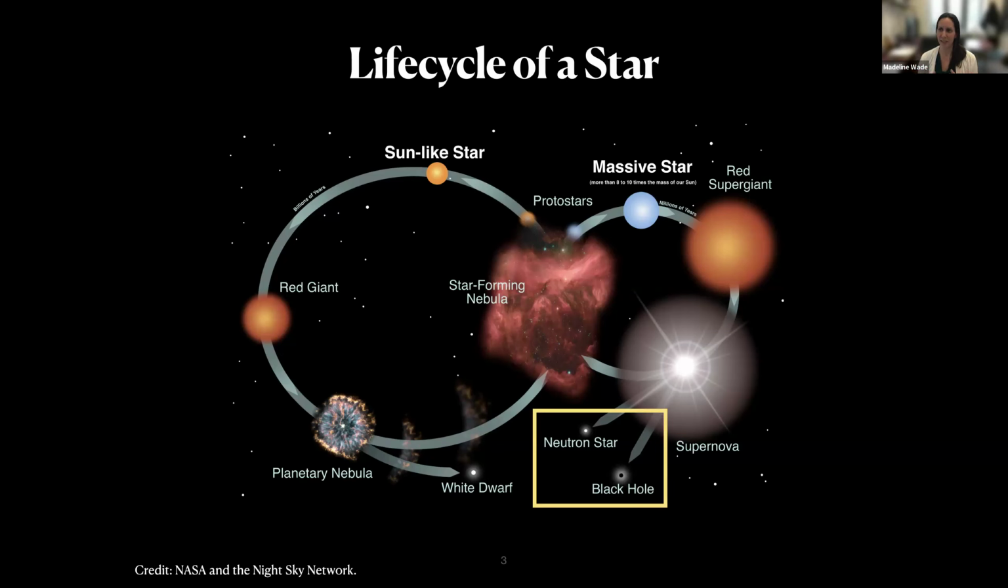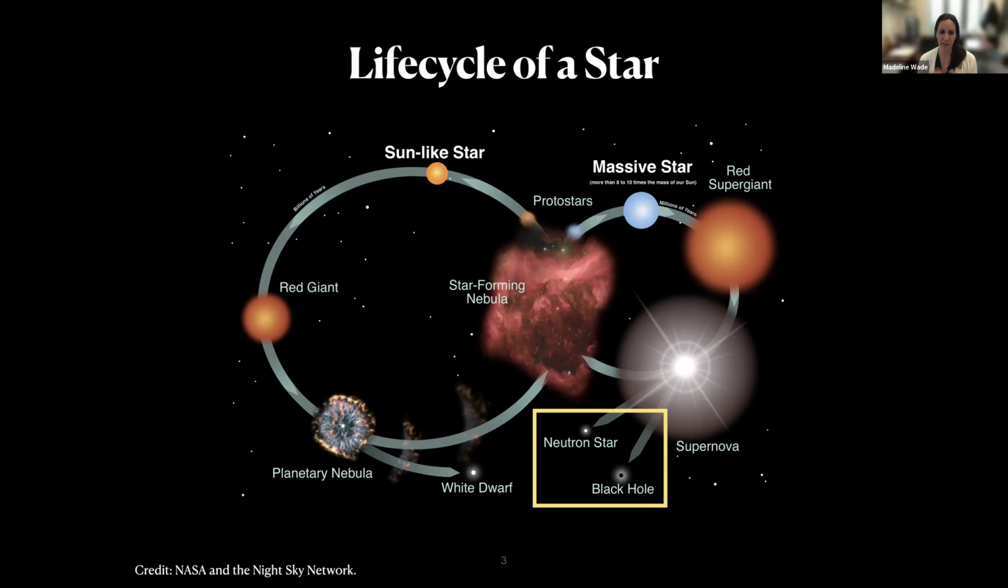The slightly less dense option is something known as a neutron star, which is basically a super dense ball of neutrons. Neutrons are electrically neutral subatomic particles. The other option is the densest you can possibly get, which would be something called a black hole.